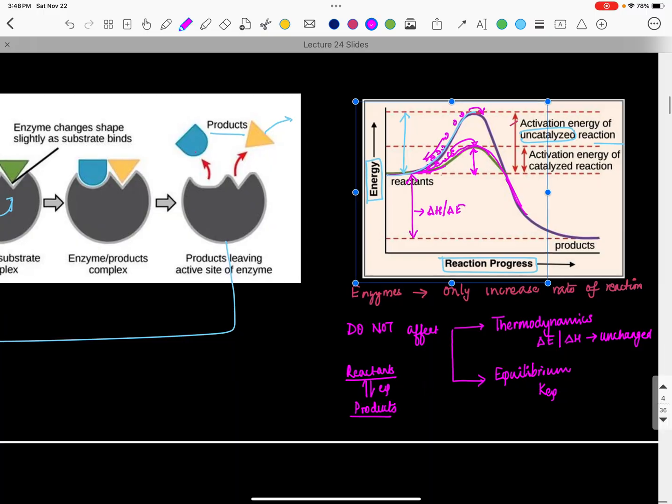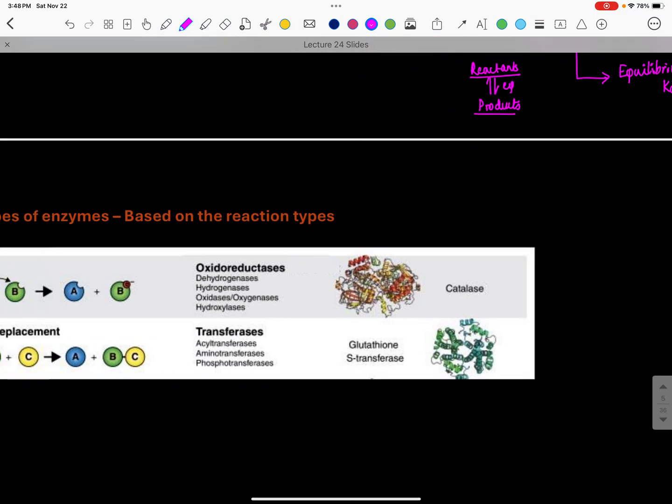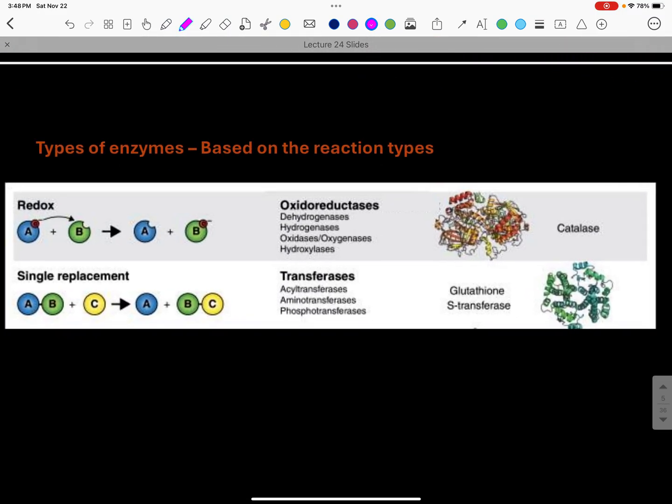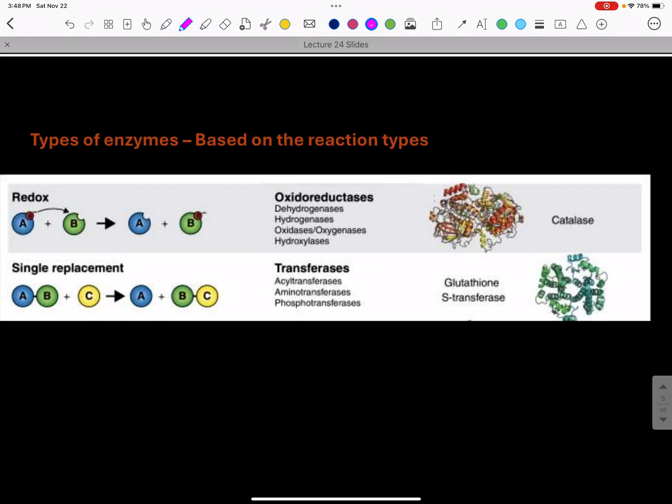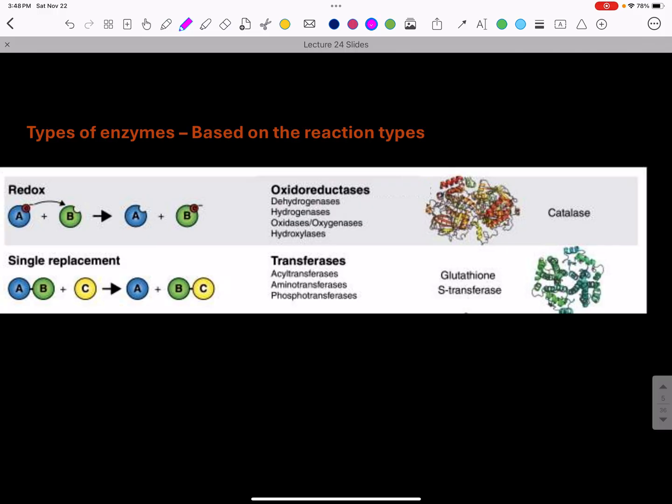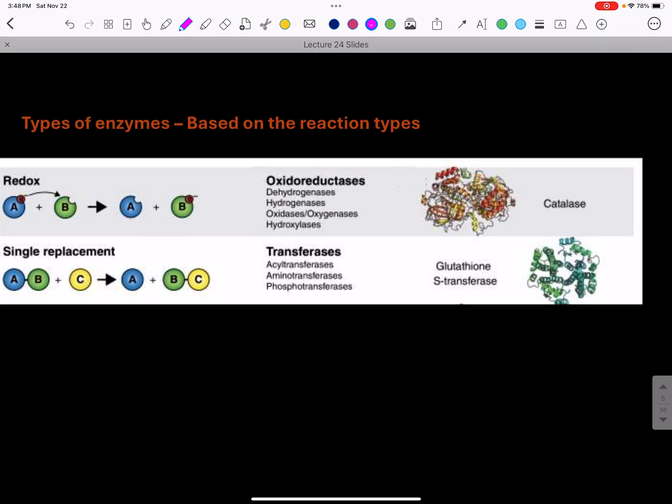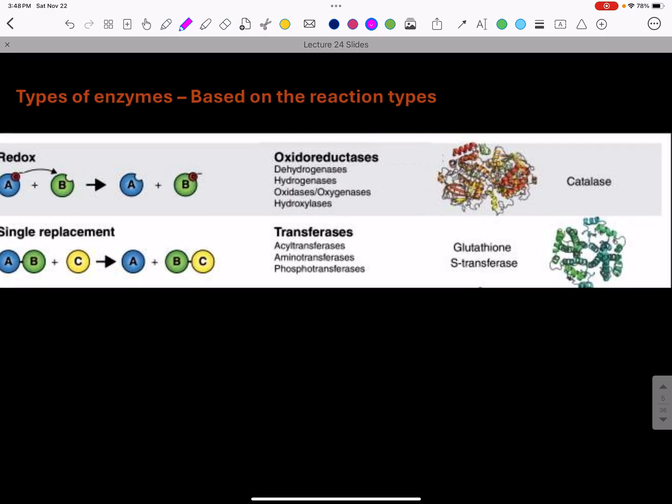Now the enzymes are classified based on the type of reactions. So there are 6 classes of enzymes, and these are based on, as I said, the type of reactions, which you have already seen, the basic types of reactions. The first one here is an oxidoreductase. An oxidoreductase, as the name suggests, is involved in redox reactions.